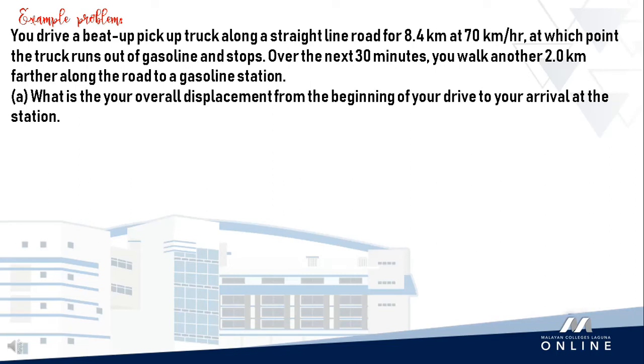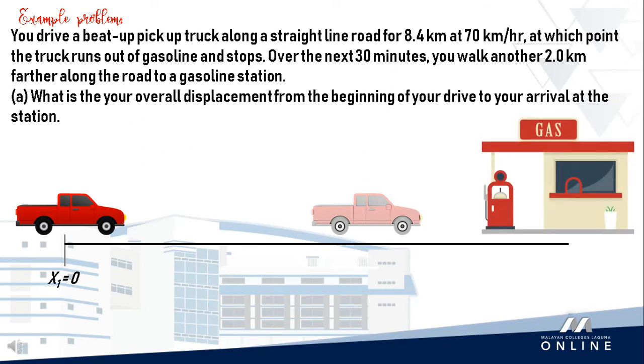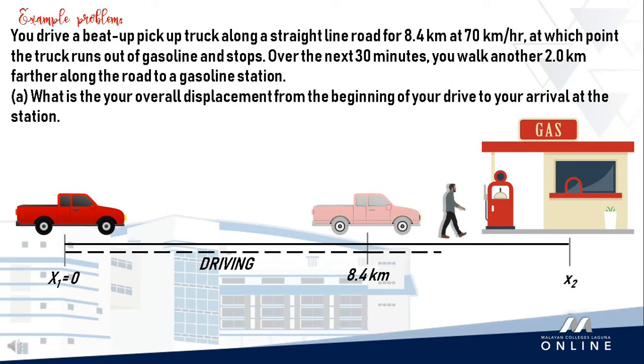Let us pause this video and try to answer this. Let us say in this problem that you move in the positive direction of an x-axis from a first position of x sub 1 equal to 0, then to a second position, which is your gasoline station. It says in the problem that you drove for 8.4 kilometers, but when the truck runs out of gasoline, you walk 2.0 kilometers to get to the station. Therefore, our x sub 2 is 8.4 kilometers plus 2.0 kilometers, which is equal to 10.4 kilometers.